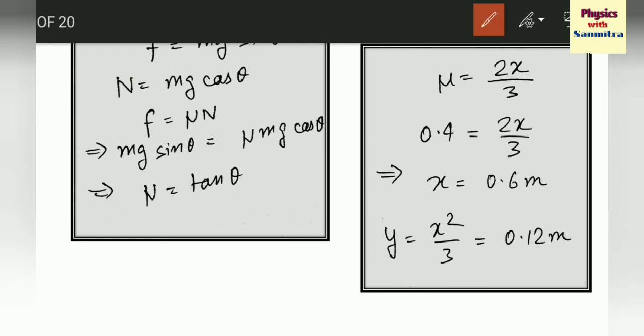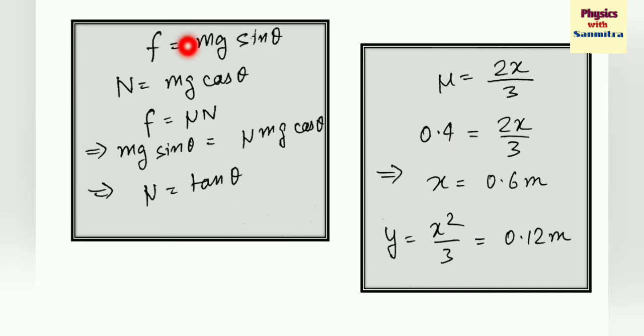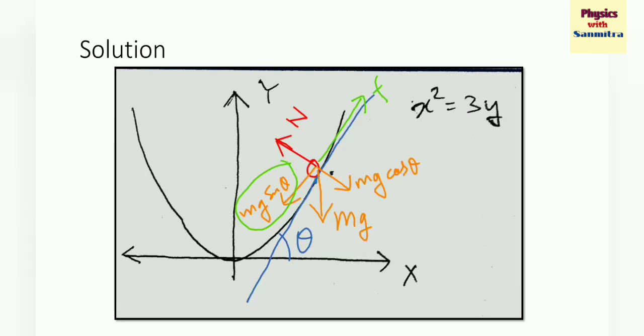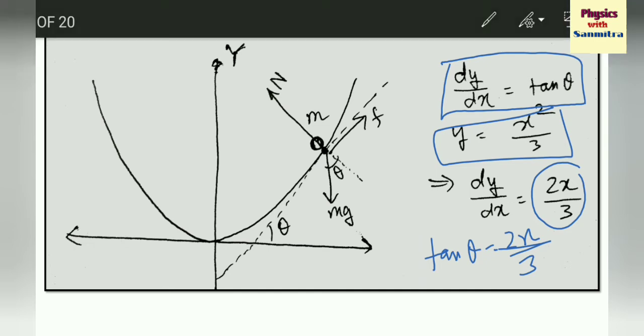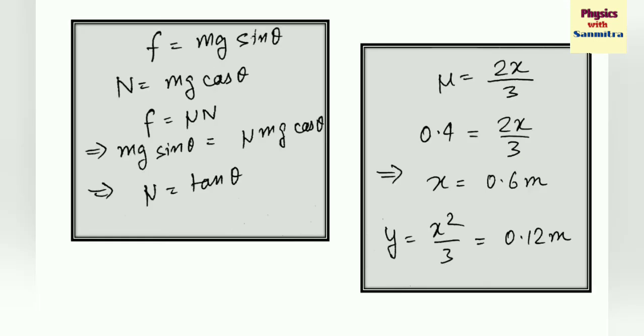See, I have done it here. F is equal to mg sin theta, N is equal to mg cos theta. That is from the free body diagram. F is equal to mu N, so mg sin theta is equal to mu mg cos theta. See here, mg sin theta is equal to f, N is equal to mg cos theta. So coming here, mg sin theta is equal to mu mg cos theta.